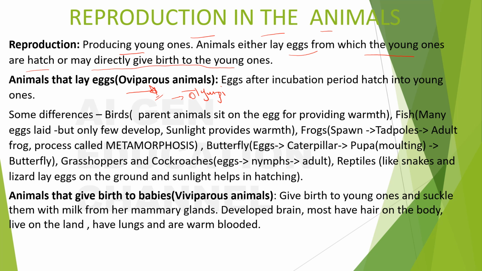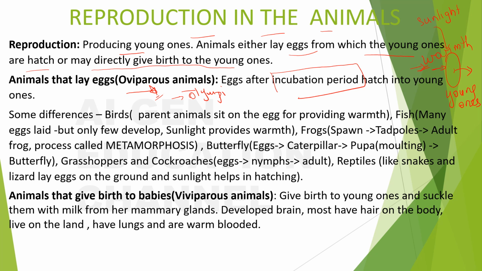Olympiad question. Eggs after incubation period hatch into young ones. During this incubation period, there will be an egg, right? This egg needs to be provided with sufficient warmth. Only then will it hatch into young ones. This warmth will be provided either by the parent sitting on the egg till this incubation period is over, or because of the sunlight. So either sunlight or warmth.